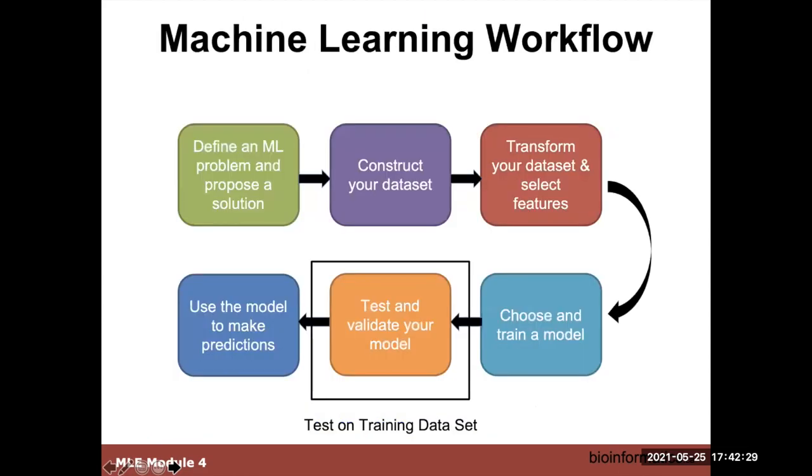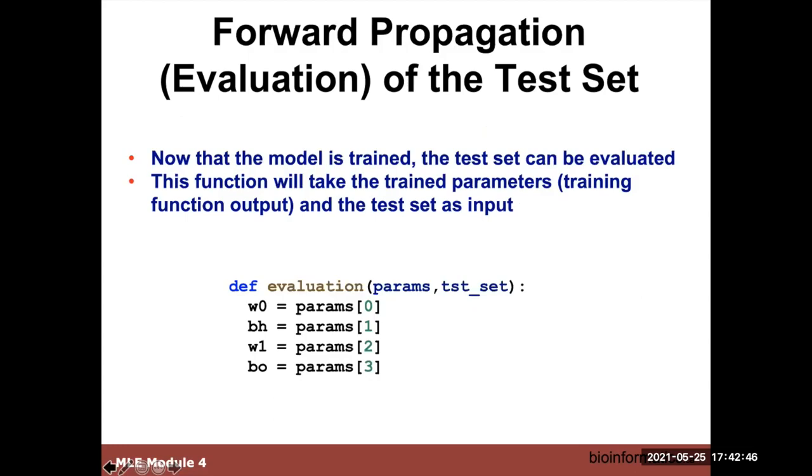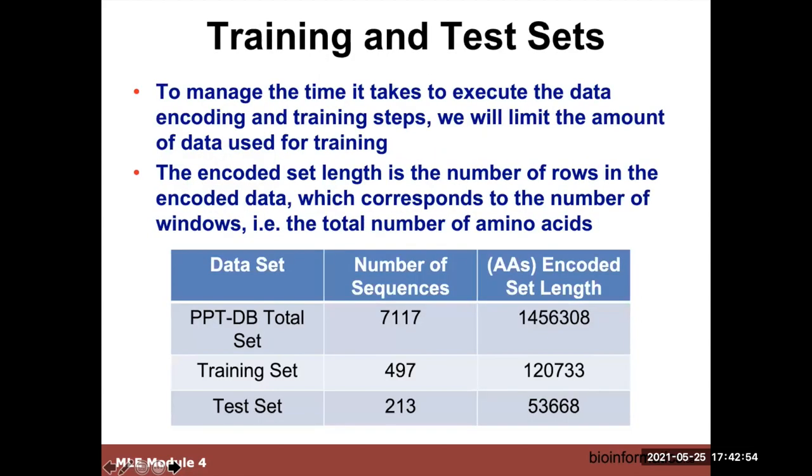And once we've assembled the program and trained it on our training set, then we can start testing it on the test data. This is essentially how we do the testing, forward propagation. What we've got is a training set, in this case 497 sequences, and a test set of 213, so a grand total of 710. So we used about 10% of the entire data set, which had 7,100 sequences in it. We kept this small just so that the program could perform in your lifetime, given how slow some of the CoLab code can be.